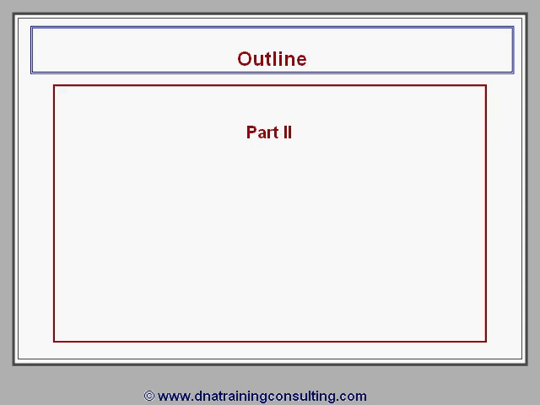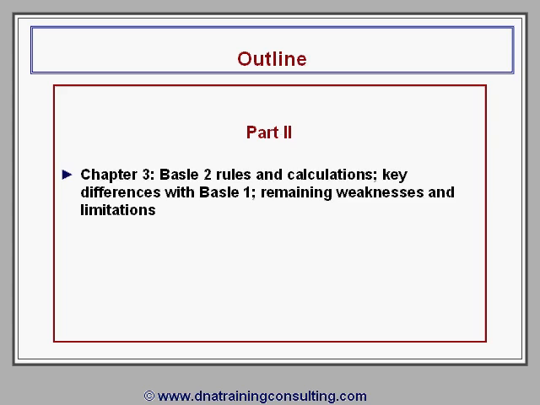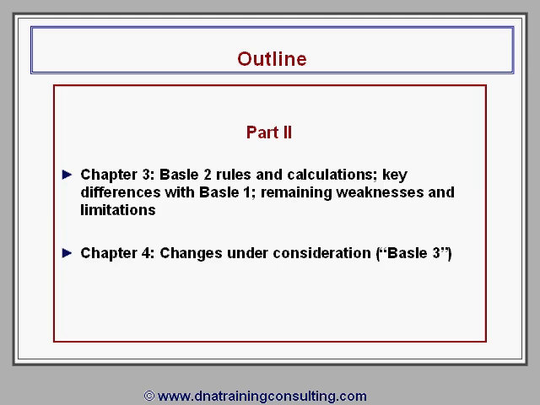We remind you that this part 2 contains 3 chapters. Chapter 3, which summarizes the rules and calculations underpinning Basel II, its key differences with Basel I, and its main remaining weaknesses and limitations. Chapter 4, which summarizes the changes currently under consideration by the Basel authorities, sometimes loosely referred to as Basel III, and Chapter 5, which contains the quiz.